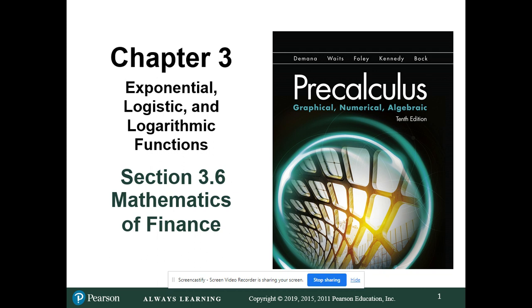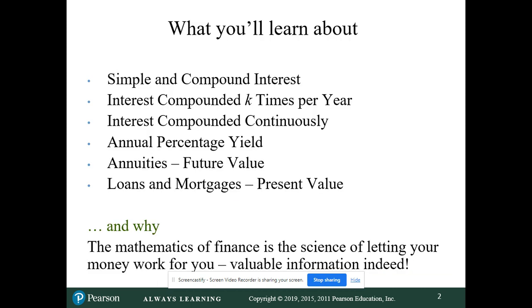All right. Today we're talking about the mathematics of finance. Simple and compound interest. Interest compounded K times per year. Now, in most classes, it's N times per year. But this class, I decided to use different letters. Interest compounded continuously, annual percentage yield, future value, and present value. Okay. Because this is stuff you actually use in life.